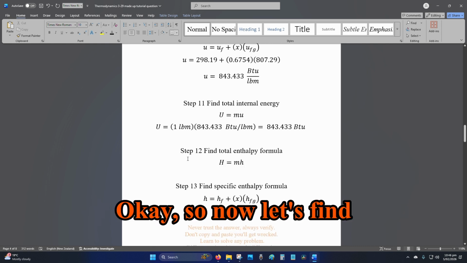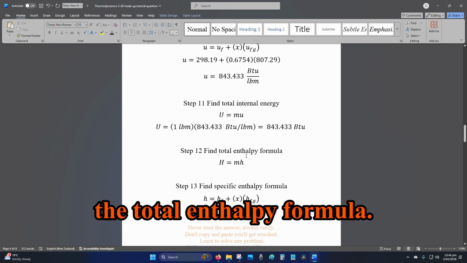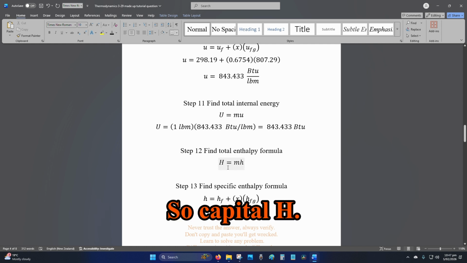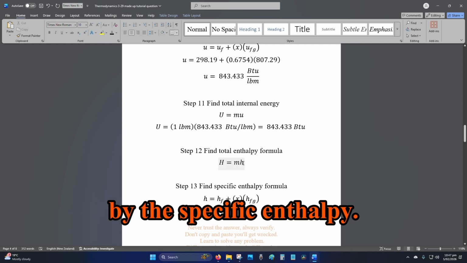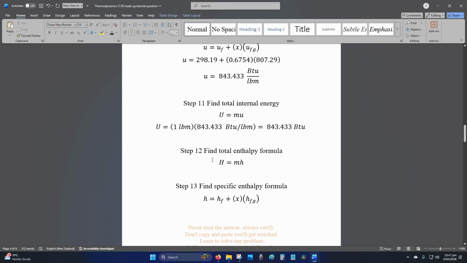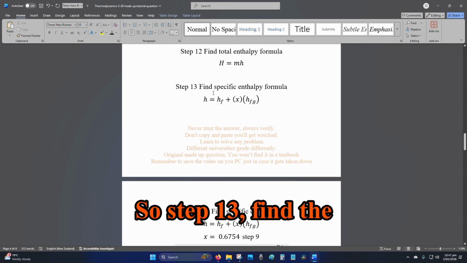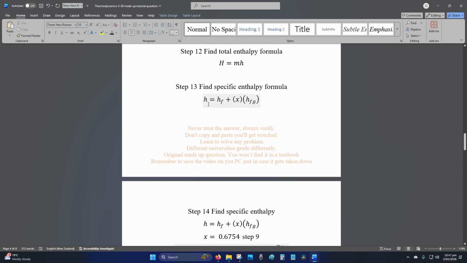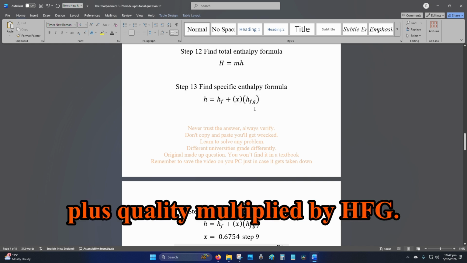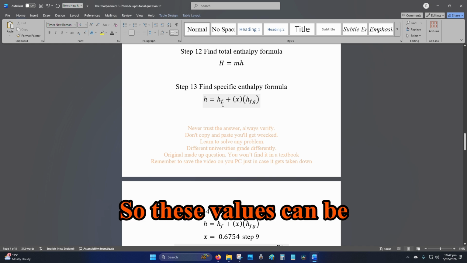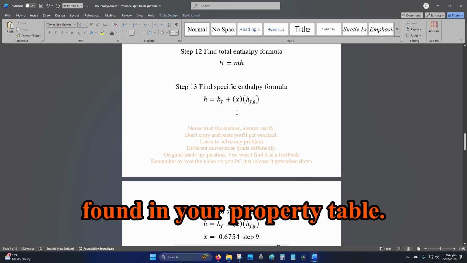Okay, so now let's find the total enthalpy formula, so capital H. So it's mass multiplied by the specific enthalpy. So step 13, find the specific enthalpy formula. So little h is equal to HF plus quality multiplied by HFG. So these values can be found in your property table.